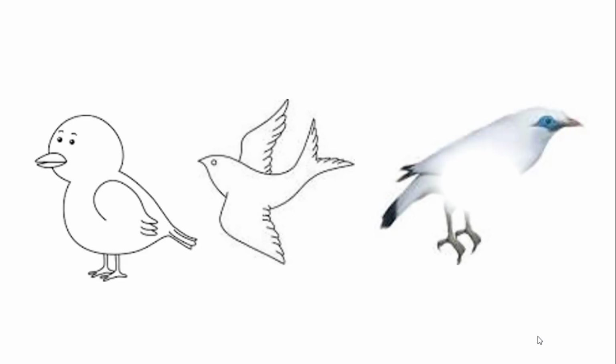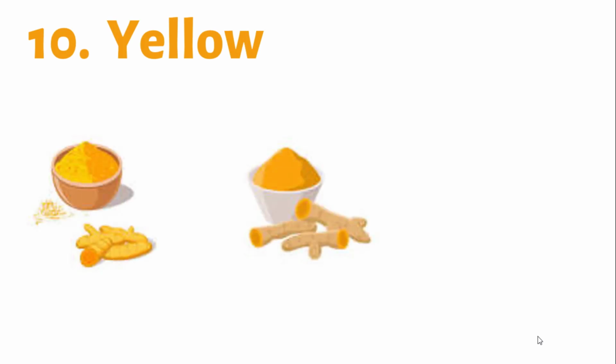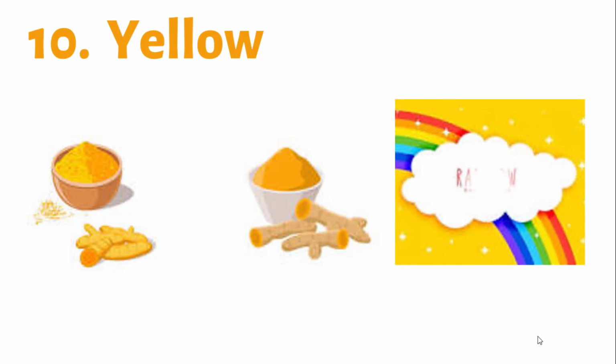Number 10, lastly, yellow color. Examples are rainbow color and turmeric.